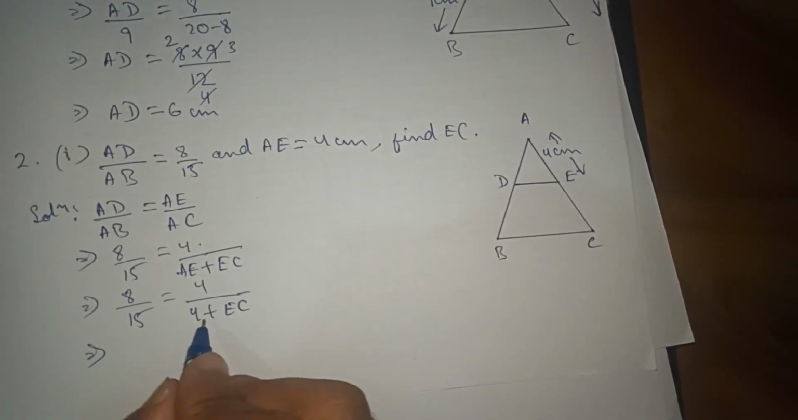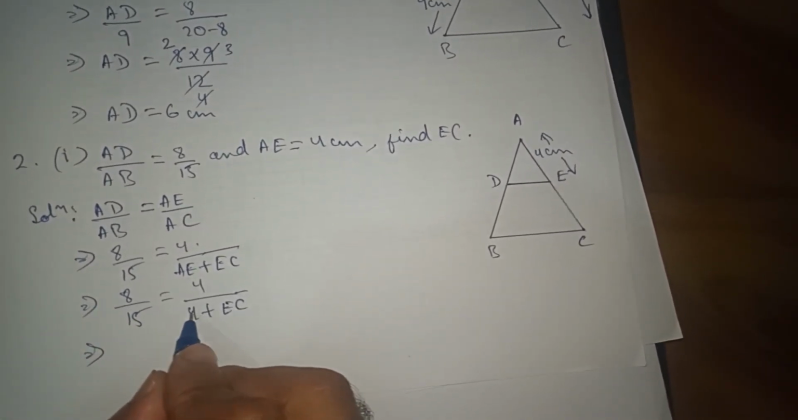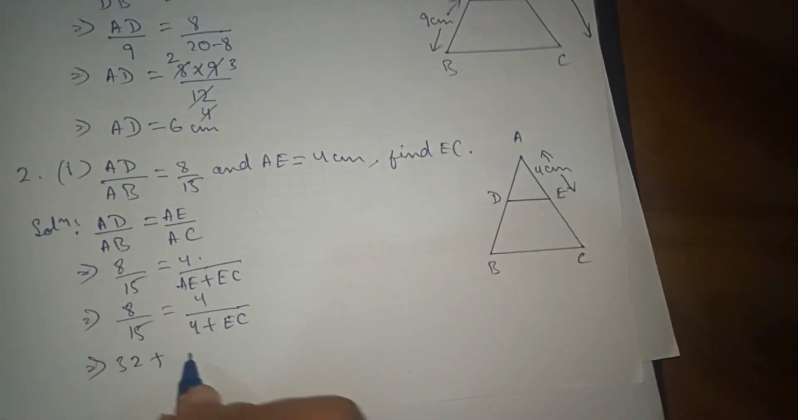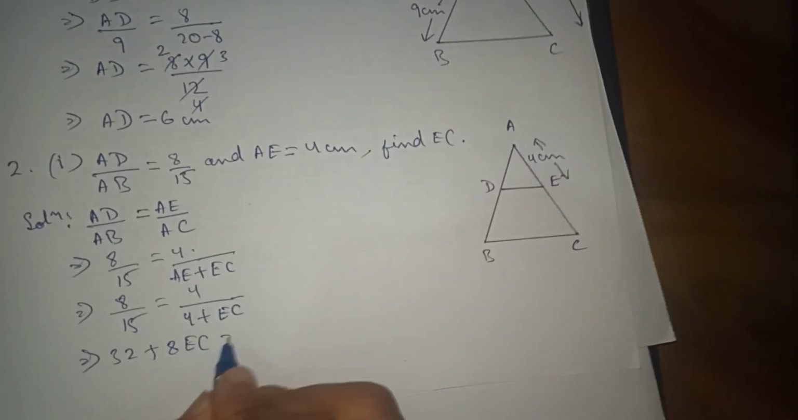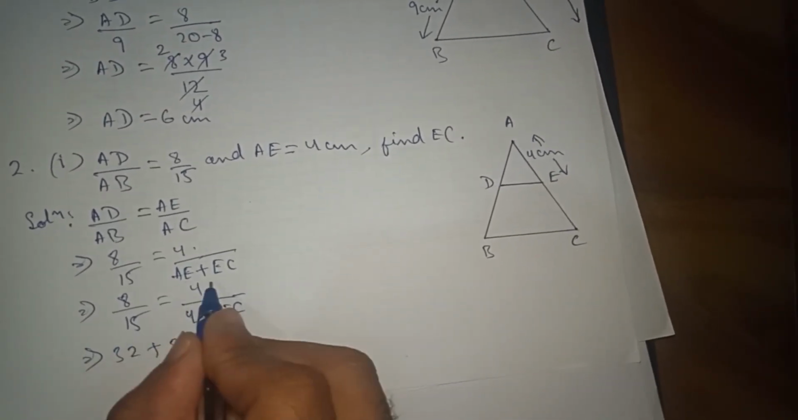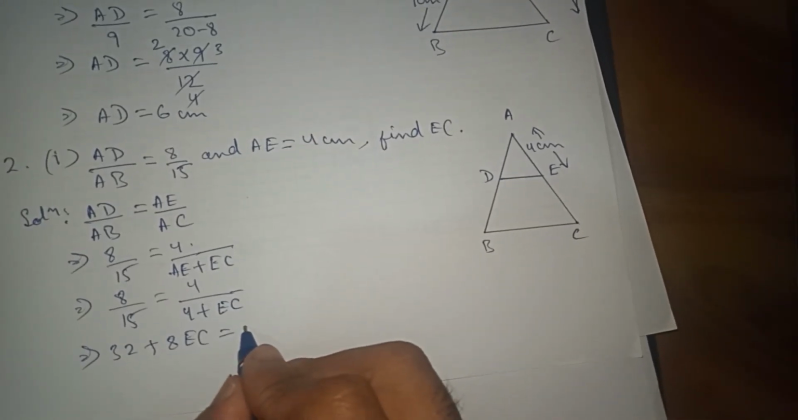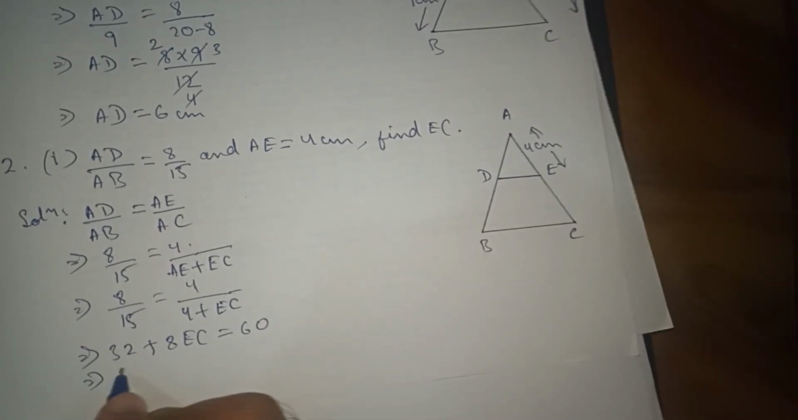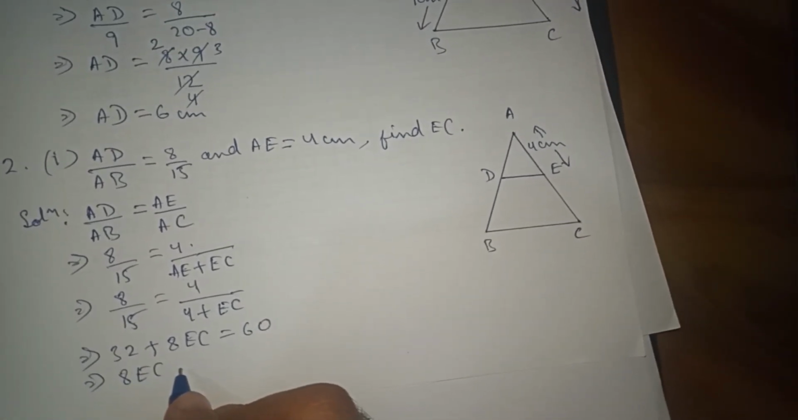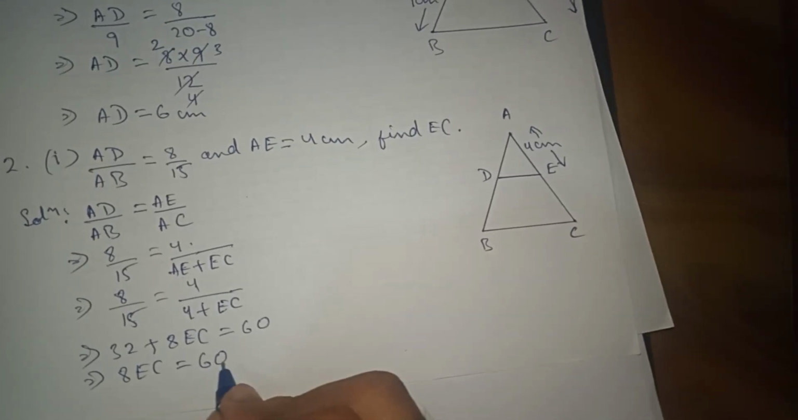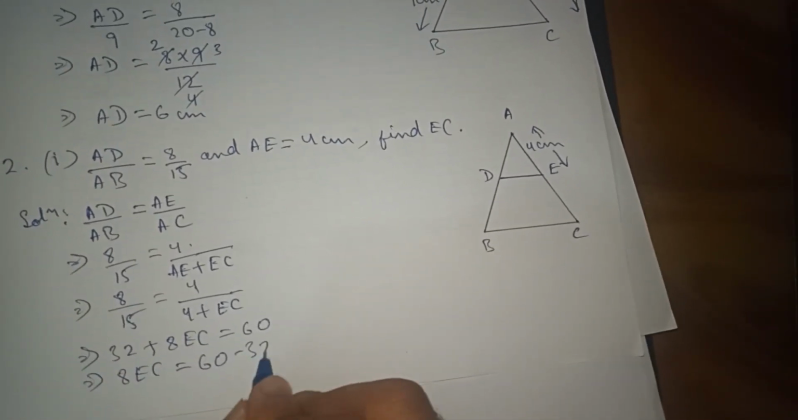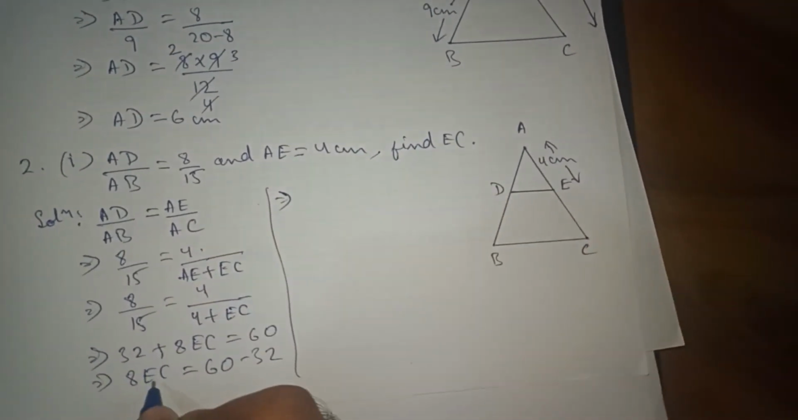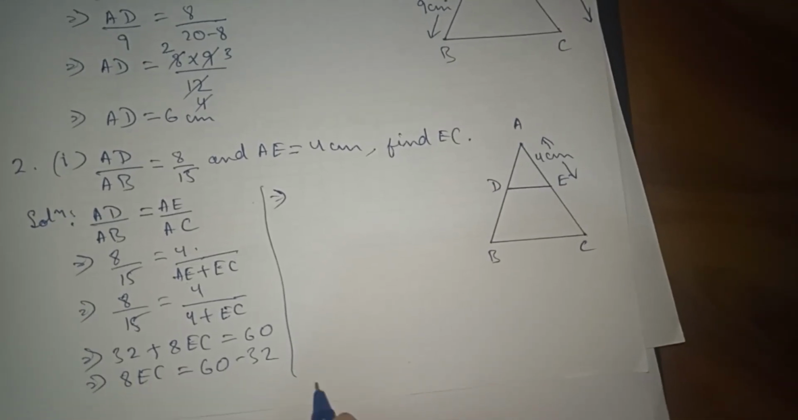Cross multiply: 4 into 8 is 32, plus EC into 8, which is 8 EC, and this is equal to 15 into 4, which is 60. This implies 8 EC is equal to 60 minus 32 on the right side.